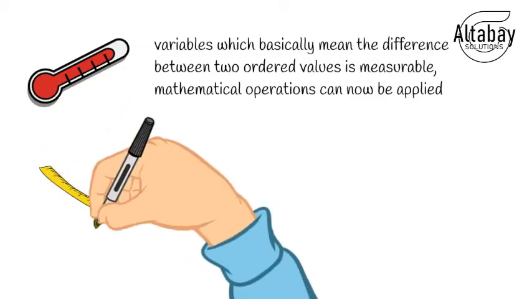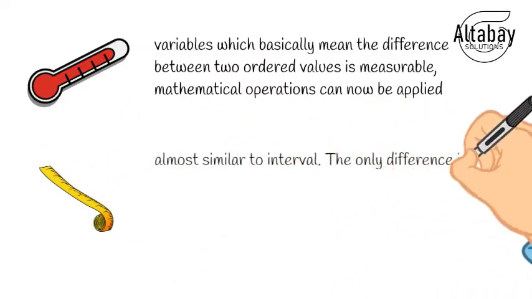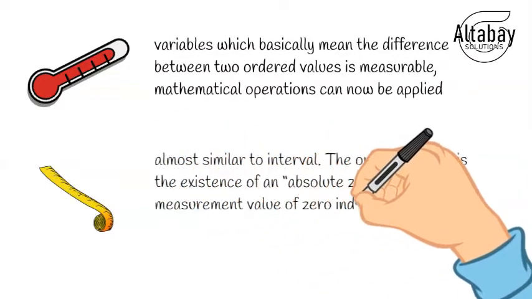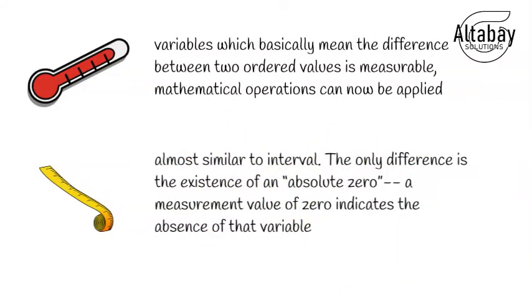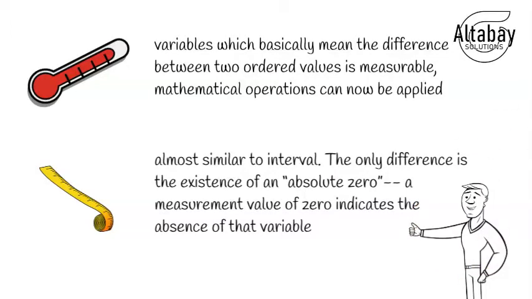Lastly, we have ratio scale, which is almost similar to interval. The only difference is the existence of an absolute zero. For example, in measuring length, 0 inches means there is no measured length. Comparing to the example for interval scale, 0 degrees Celsius does not indicate an absence in temperature. Mathematical operations can now be used for these data types. Integrating what we have so far, discrete variables are usually measured at least in ordinal scale, while continuous variables are usually measured at least in an interval scale.